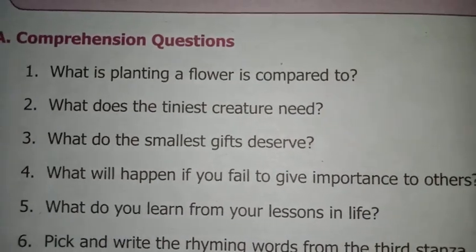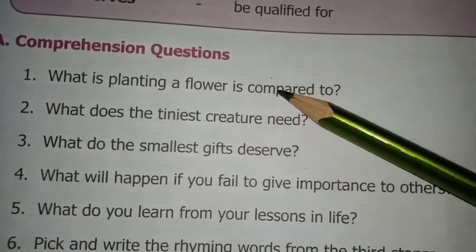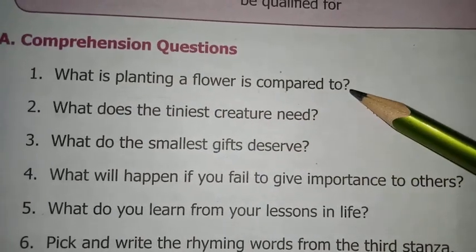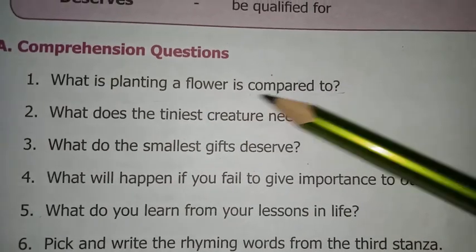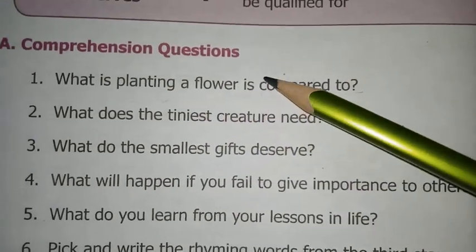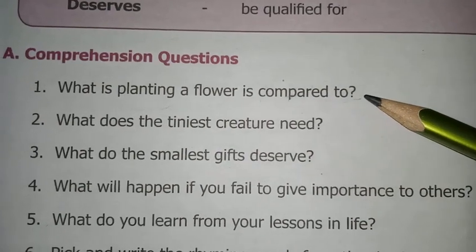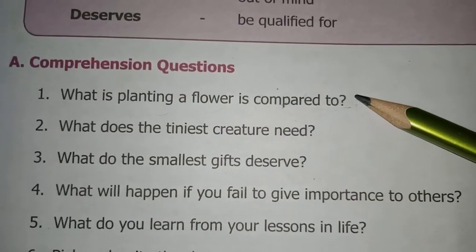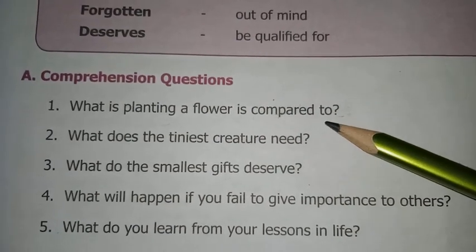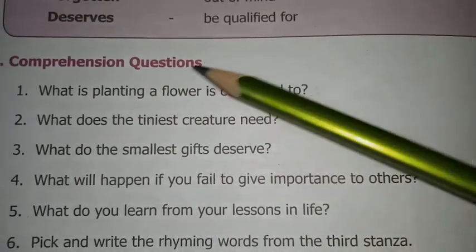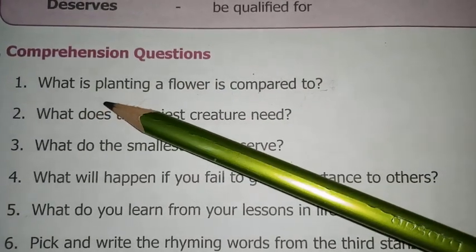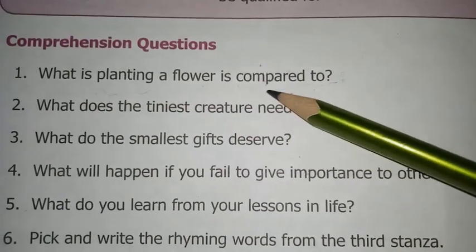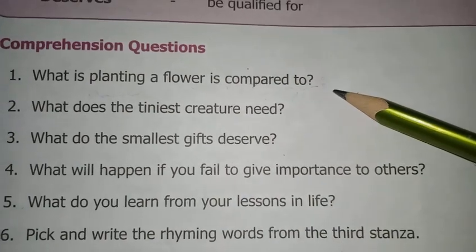Now let us recall the poem. What is planting a flower compared to? Planting a flower is compared to having a friend. In the first poetic line itself, it is given that having a friend is like planting a flower. So the answer for the first question is, planting a flower is compared to having a friend.